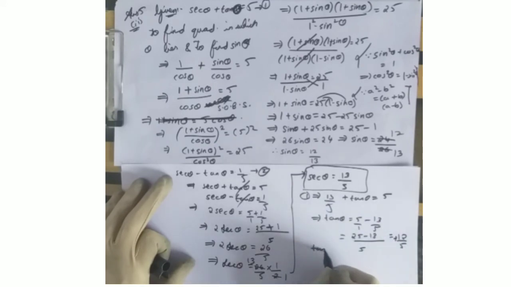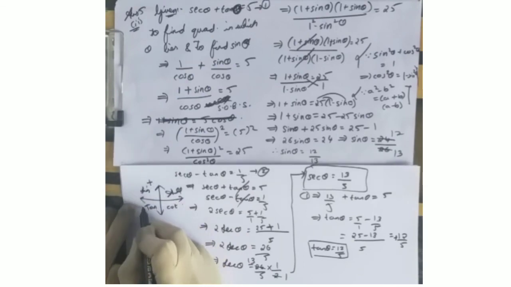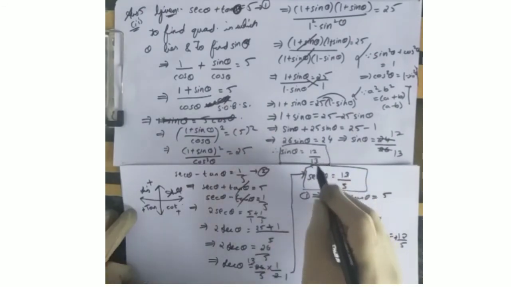Since the value of tan is positive, and also sin is positive. See, in this quadrant we have all, in this sin is positive, in this tan is positive, in this cot is positive. But we are getting sin is also positive and tan is also positive. When are both sin and tan positive? Sin and tan are positive in the first quadrant. So where does theta lie? Theta lies in the first quadrant.